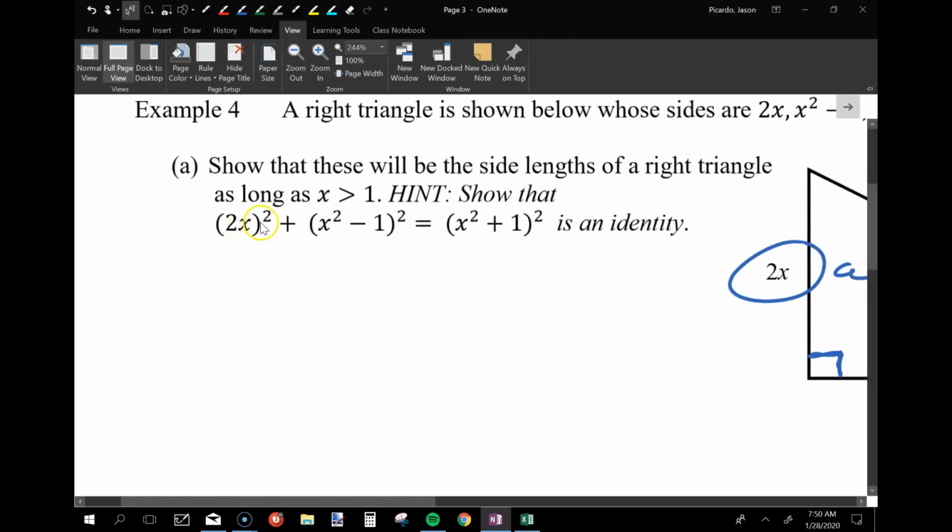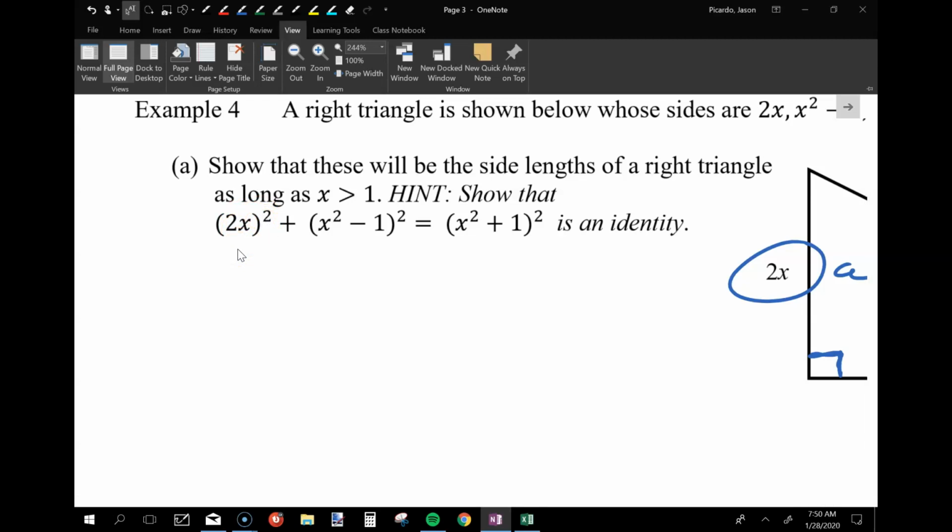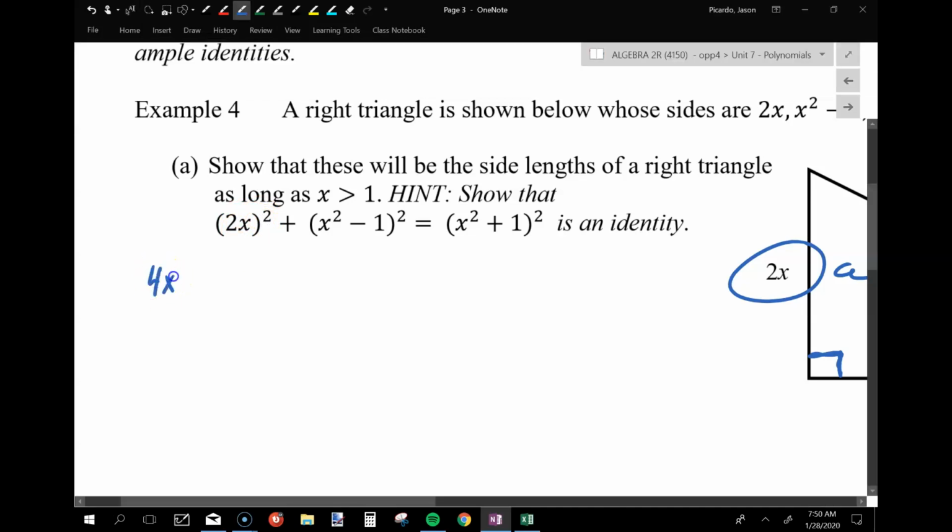So let's do this. 2x squared. What is 2x squared? What's 2x times 2x? 4x squared, plus. Okay, what do I need to do here? Distribute the square? No. Do x squared minus 1 times x squared minus 1. Equals, what am I going to do here? x squared plus 1 times x squared plus 1, which means I actually have to play tic-tac-toe twice.